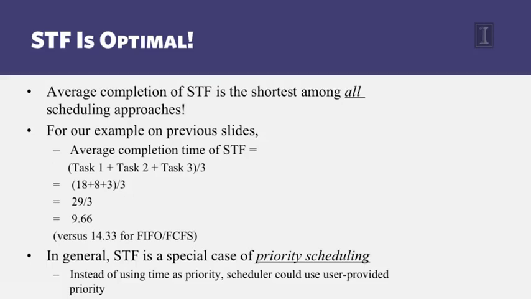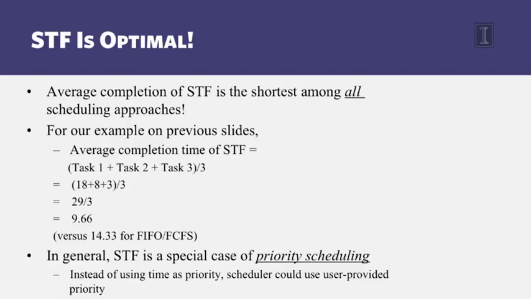For instance, for our previous example, the average completion time of STF is the sum of the three completion times for the three tasks divided by 3, which happens to be 18 plus 8 plus 3 divided by 3, which is 29 by 3, which is 9.66. And this is much smaller than the completion time of 14.33, which we had for the FIFO or FCFS approach.